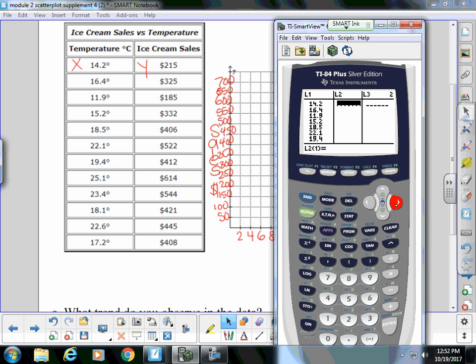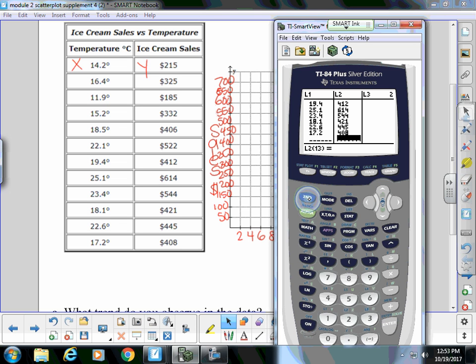And my Y's, 215, 325, 185, 332, 406, oops, 522, 412, 614, 544, 421, 445, and 408.